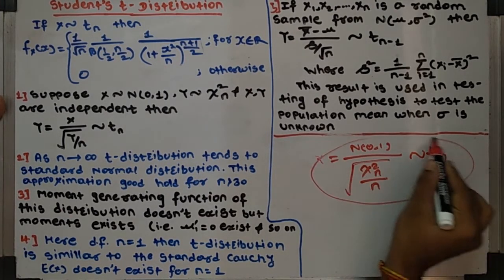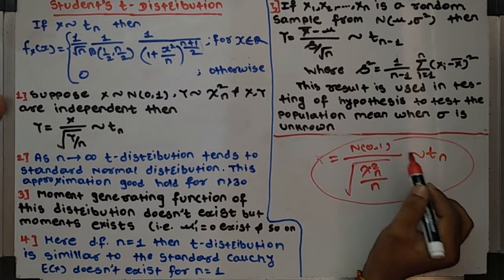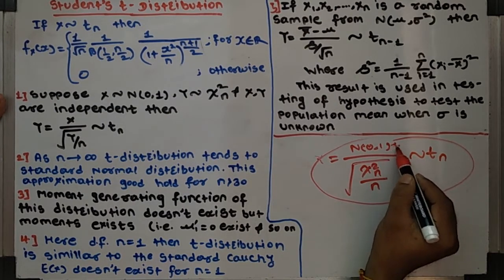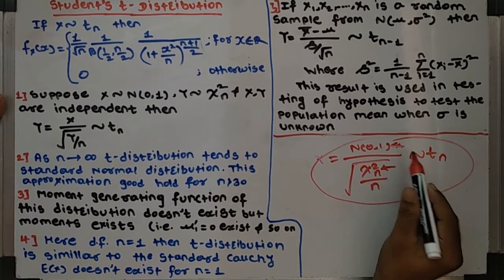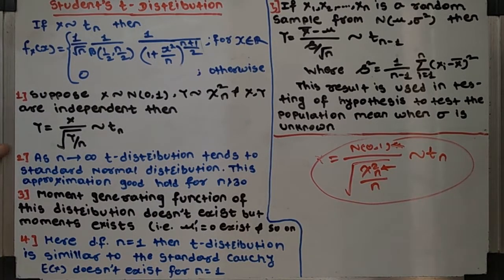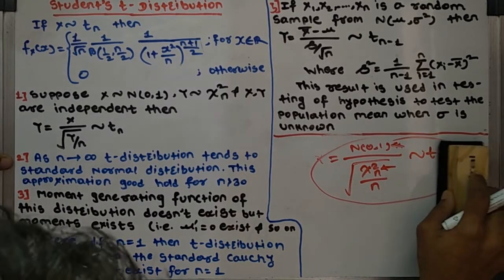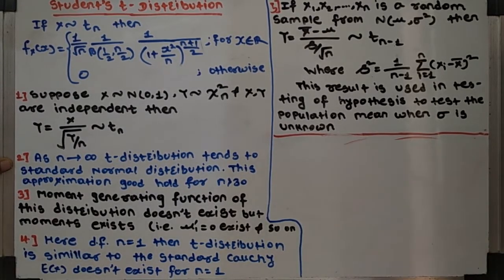Always remember it in this form. This result is true when the standard normal random variable and the chi-square random variable with n degrees of freedom are independent. Then it follows t distribution with n degrees of freedom.